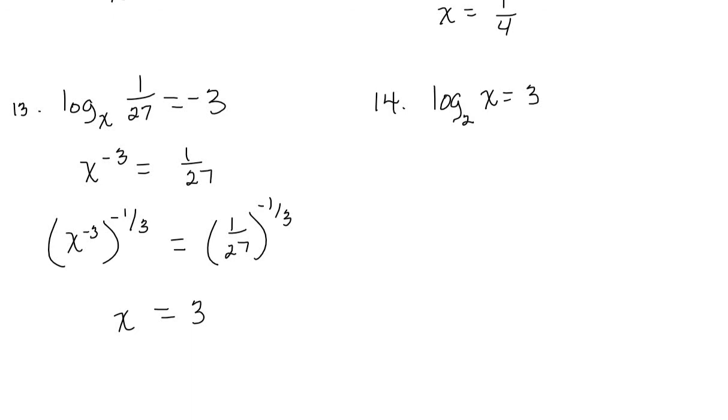Problem 14. Here's where I'm starting to have the variable in the argument. So the base here is 2, so I'm going to write this as an exponent. 2 is my base, and the exponent is 3, and that's going to equal x. Well, that's easy. That's just 8.